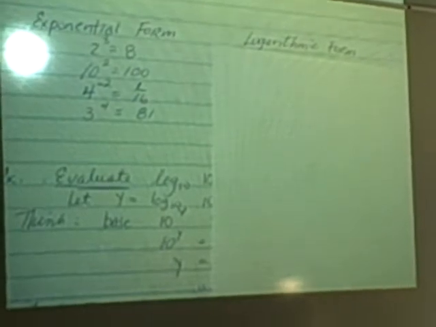2 is what? The base. What is 3? The exponent. That's your exponent. So how am I writing 2 to the third equals 8? Just write one, you don't have to write them all. Let's start with one. How am I going to write that in logarithmic form?